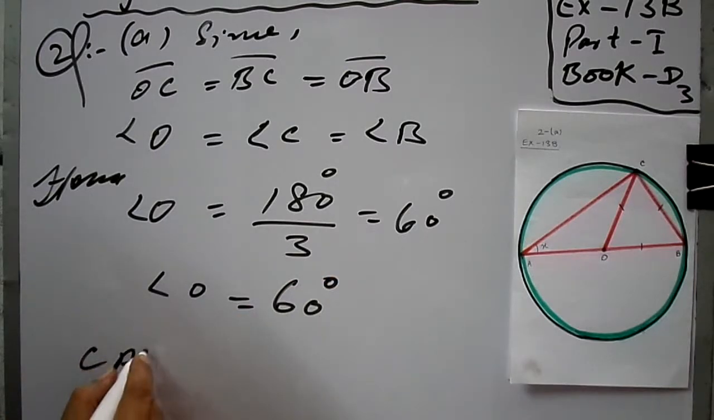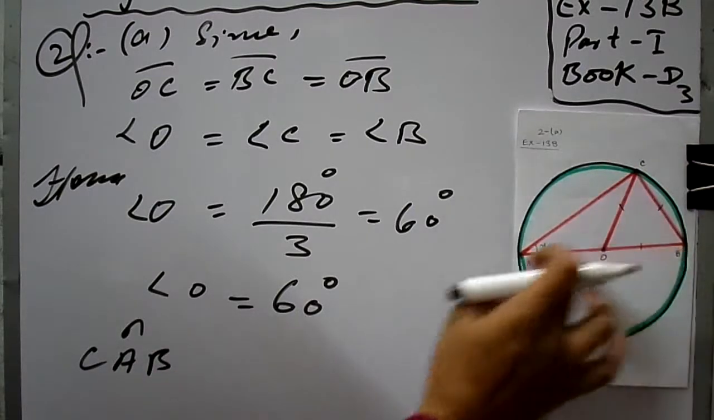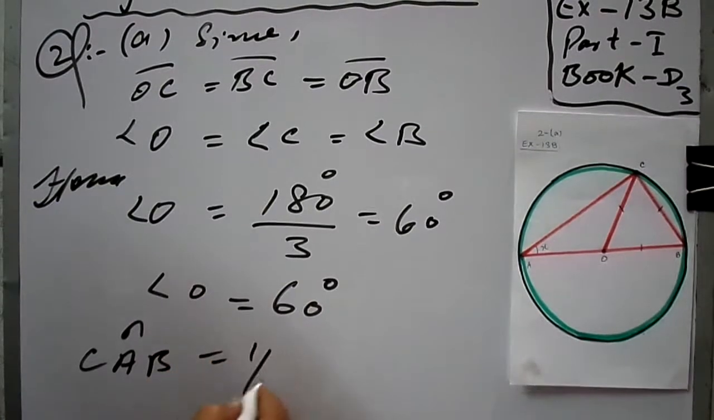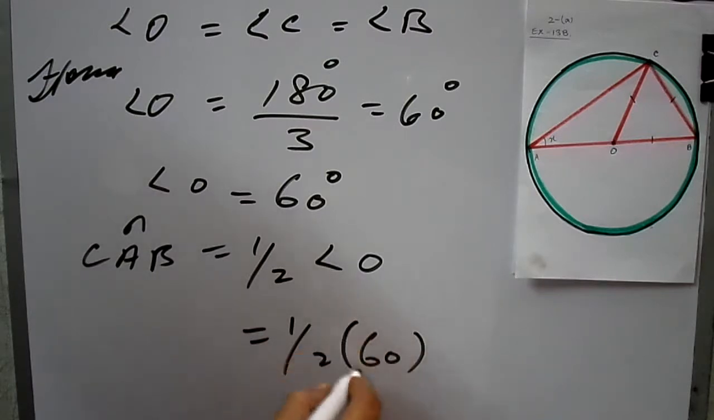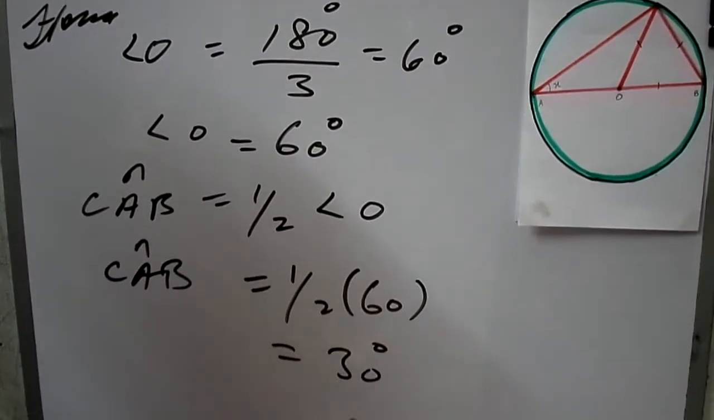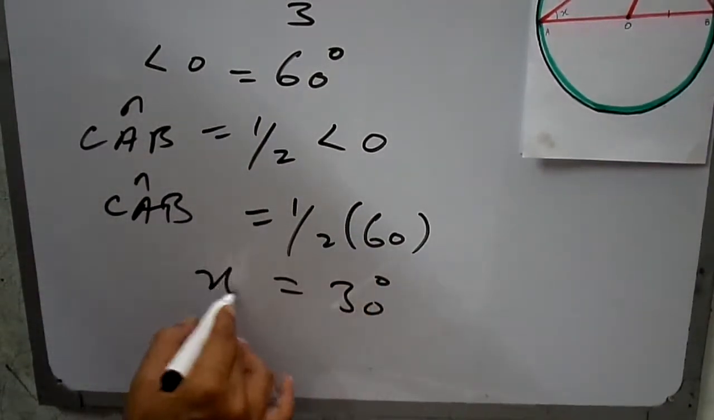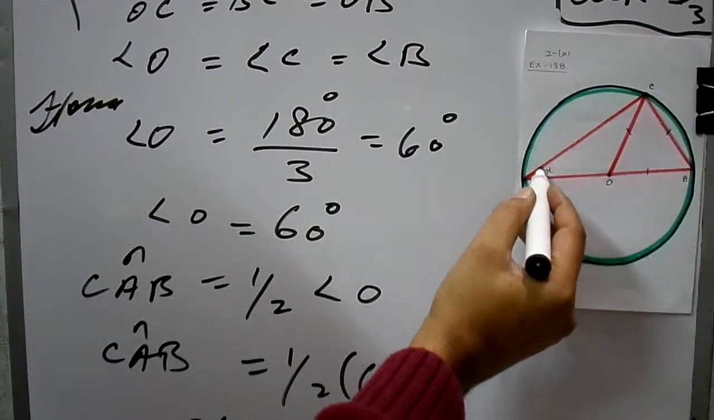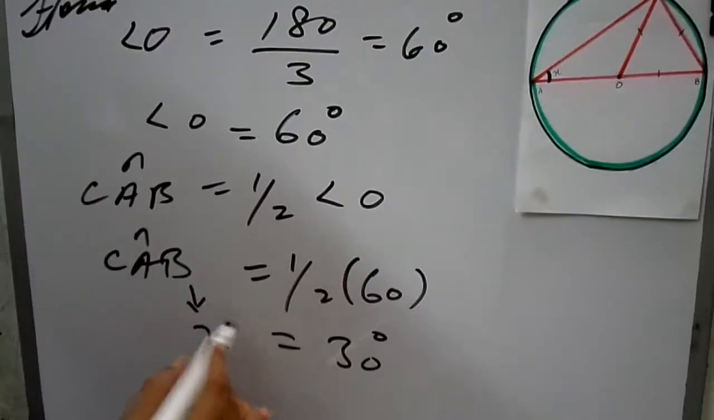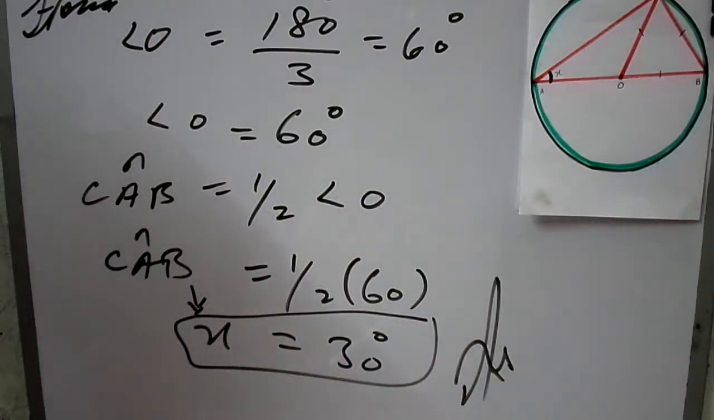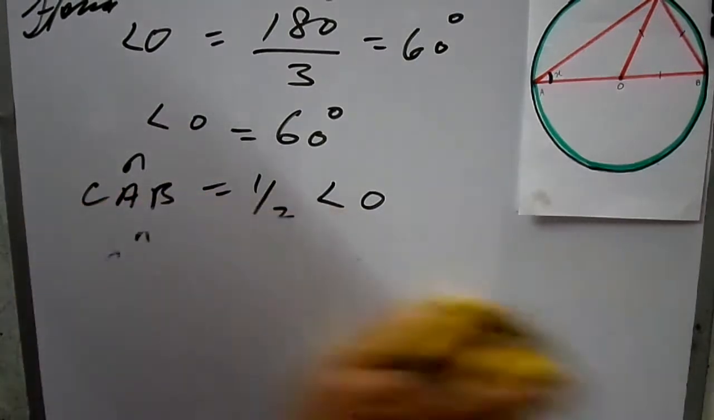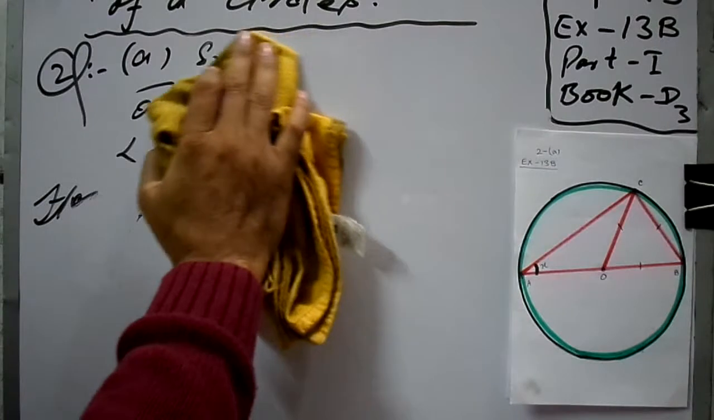Similarly, the angle A, which is also known as CAB, is equal to half of the angle O. So angle O is 60 degrees, so putting the values here, you will get CAB equal to 30 degrees. So this CAB means X, that is your X. So I have put here X, so that is your result. So coming to the B part of the same question.